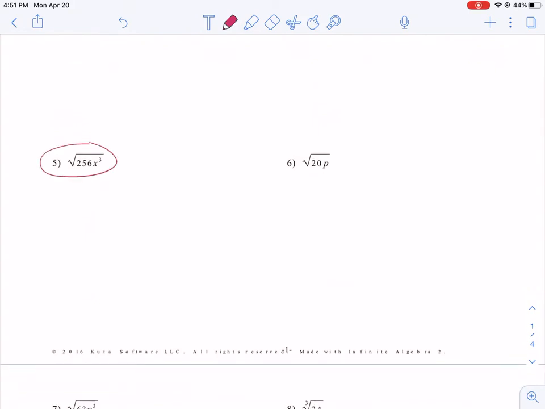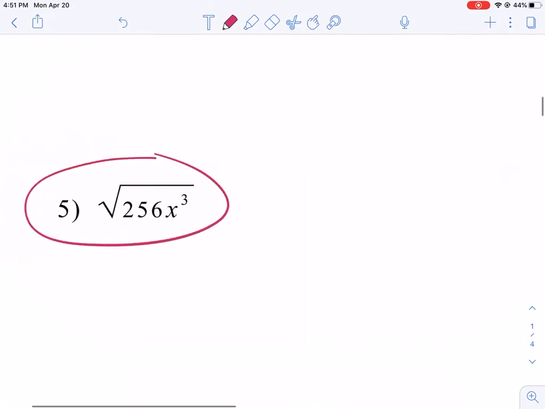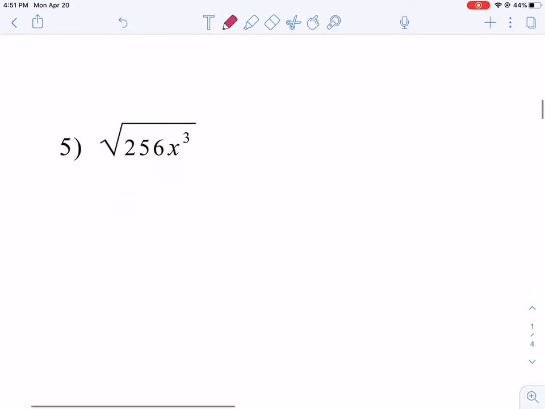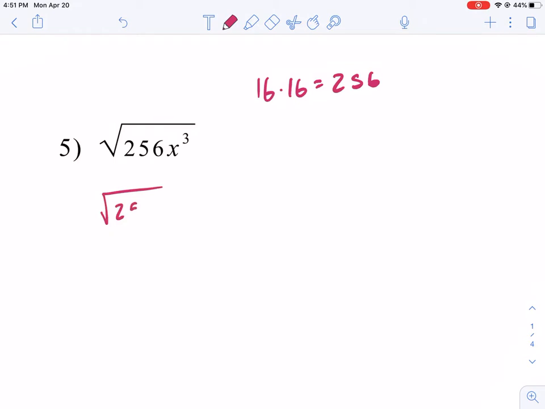With number 5, what we're doing is simplifying the square root. As I explained in other videos, we're trying to think of the biggest perfect square factors of the radicand, the term underneath the radical. So 256 happens to be a square. 16 times 16 gives you 256. But let's say we didn't know that and we wanted to figure out if you could simplify it.